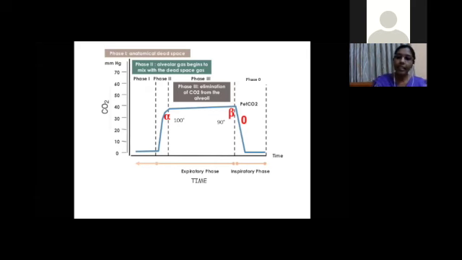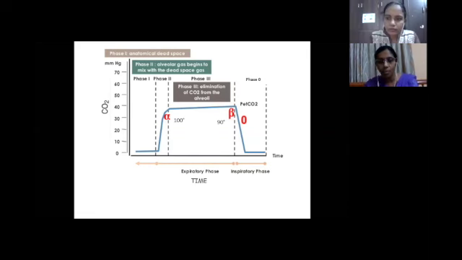So in an ETCO2 tracing, there is one segment which is the expiratory segment, and there's another that is the inspiratory segment. The expiratory segment has 3 to 4 phases, and phase 0 is the inspiratory phase. In phase 1, the beginning of expiration, the gases that initially come out are from the anatomical dead space that has not participated in exchange of carbon dioxide. And so this segment will read 0, that is the baseline there.